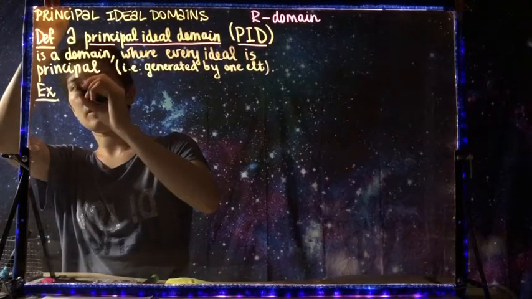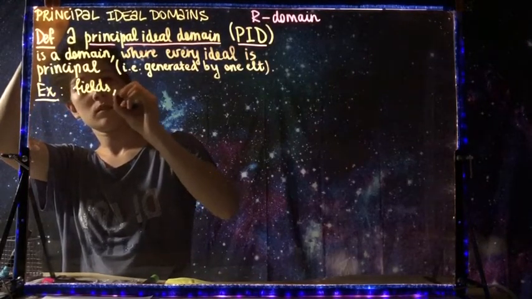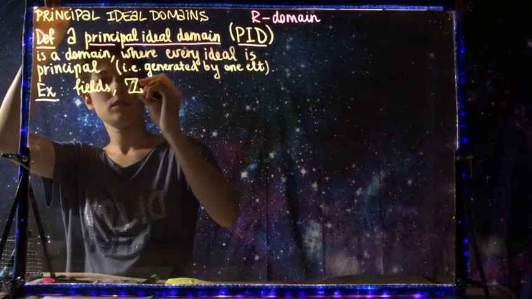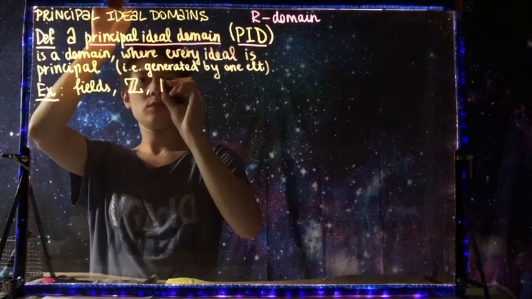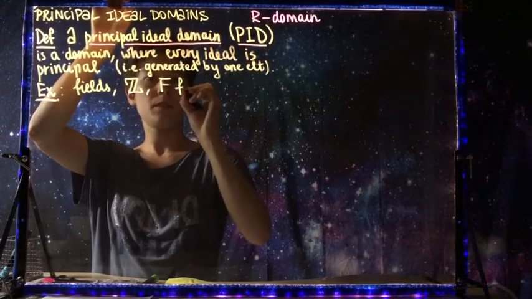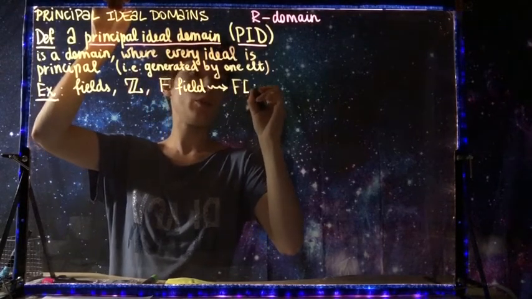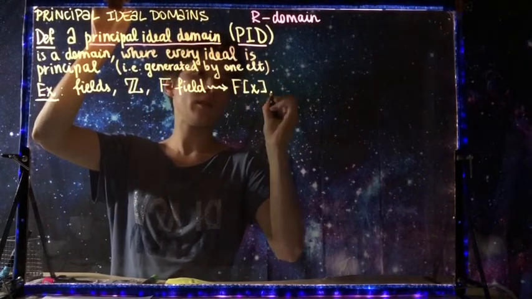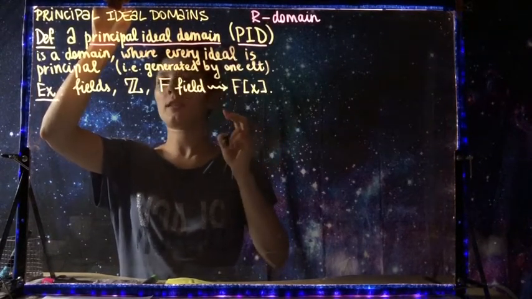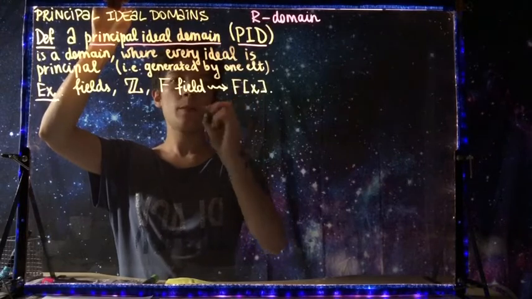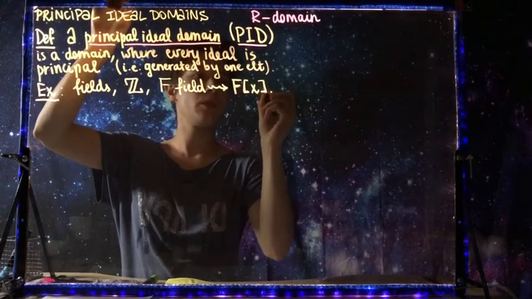Easy examples are fields and Z, and also if F is a field, then the ring of polynomials is a principal ideal domain. And like I did during the last lecture, I would like to postpone the proof of this example for later in the lecture.